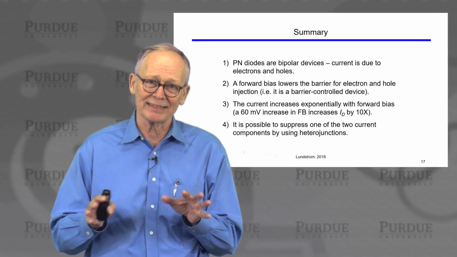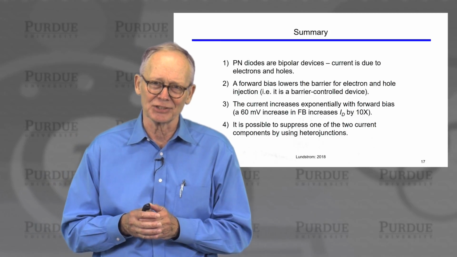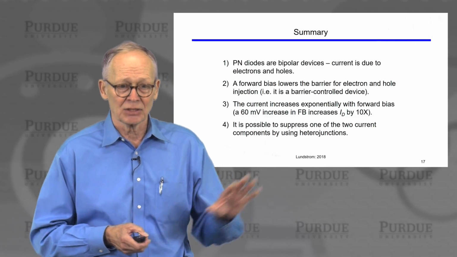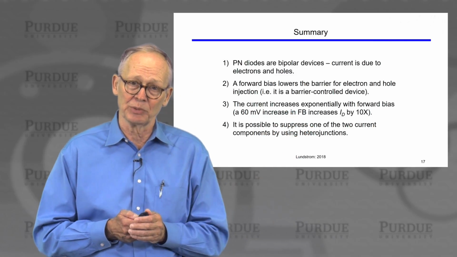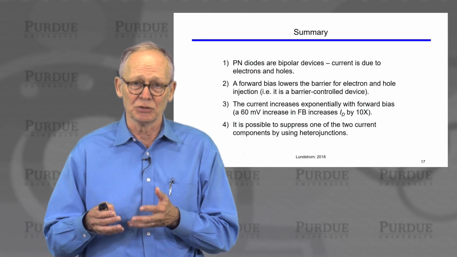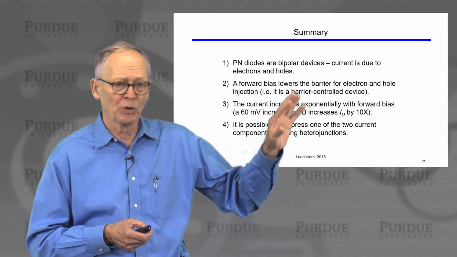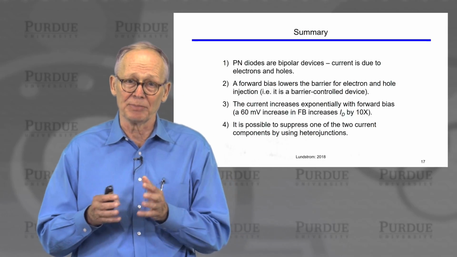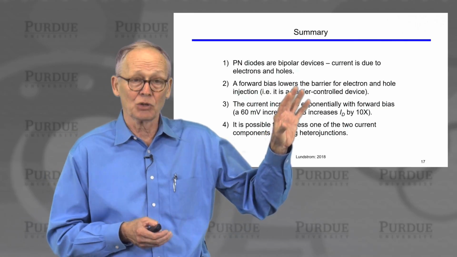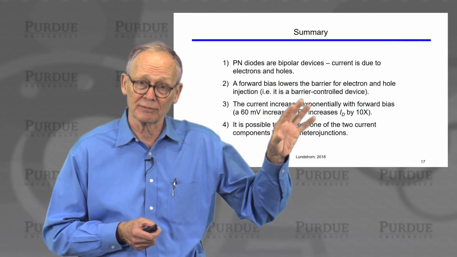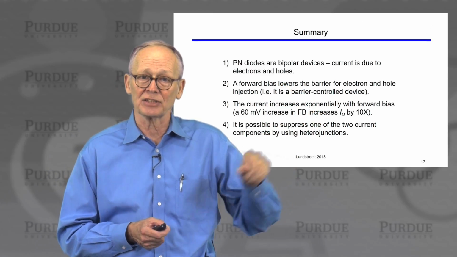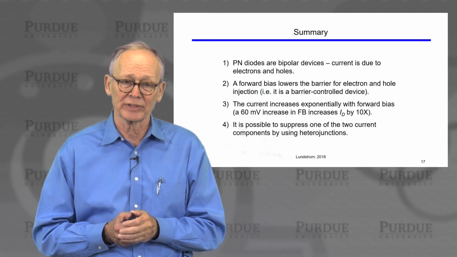All right, well, with that basic understanding or review of PN junctions, we're going to be able to understand how heterojunction bipolar transistors operate. So just a key summary of what you should recall about PN junctions. They're bipolar devices in general. The current is due to both electrons and holes. A forward bias lowers the barrier for electron and hole injection across the junction. So this is a barrier controlled device. We're getting current flow by lowering a barrier. The current increases exponentially as e to the q times forward bias over kT.